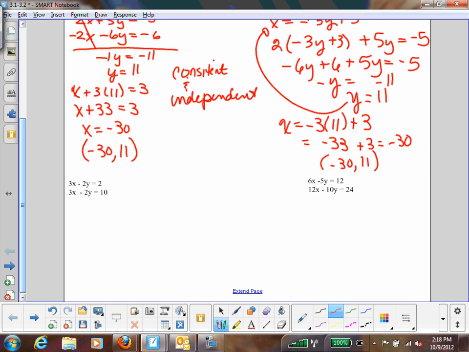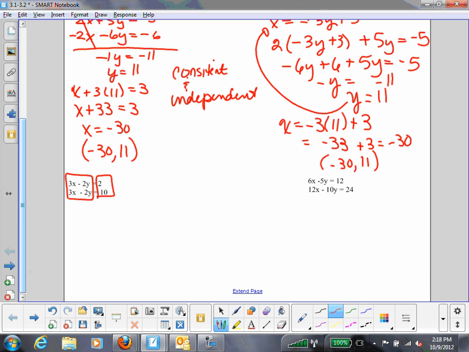3x minus 2y equals 2. 3x minus 2y equals 10. This portion is identical, but what it's equal to is not. So are these two lines that fall on top of each other, or are these two lines that are parallel? And if they are parallel, then what would we say that they should be?